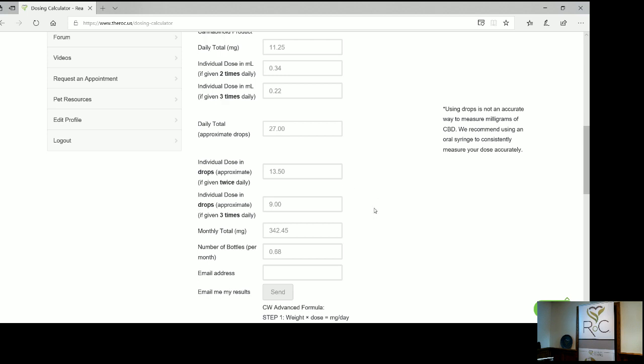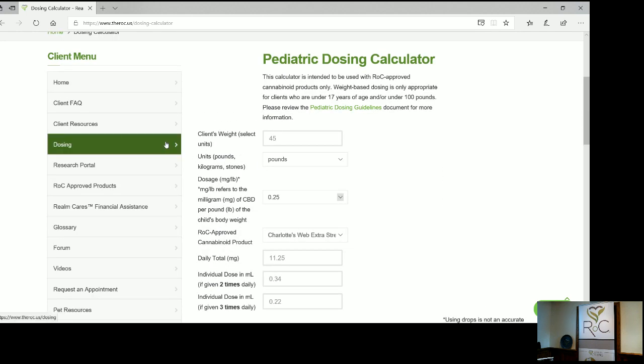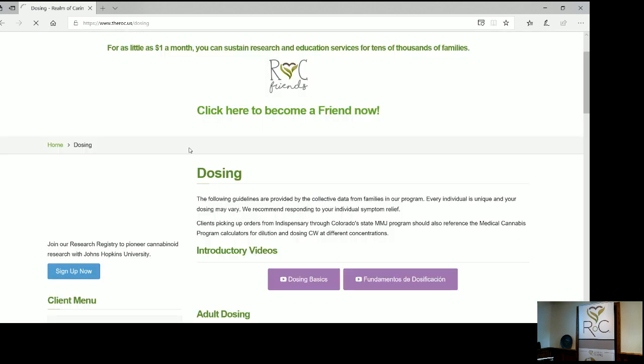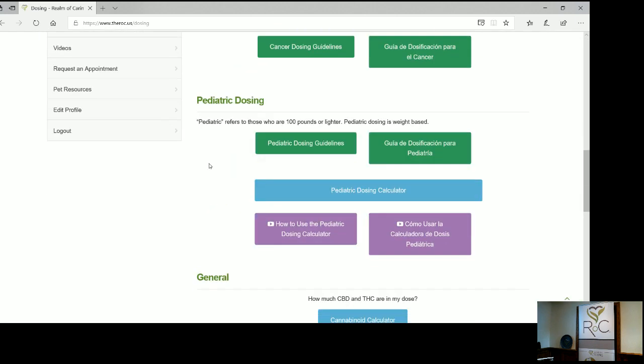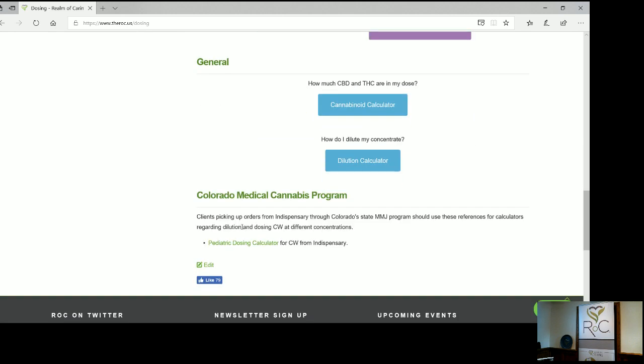Fantastic. So let's go to, and here's the pediatric dosing calculator video. Once again, if you forget what I'm saying, I actually narrated this, so you'll be hearing my voice again if you click on that. So we do, just to briefly let you know, we have cannabinoid calculators, which will tell you how much CBD and THC is in your dose and how to dilute your concentrates as well.